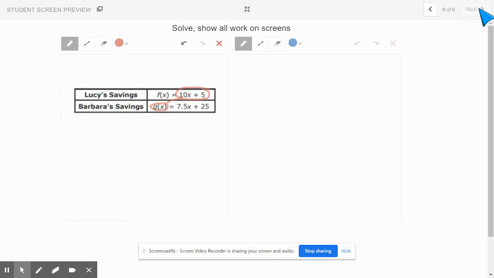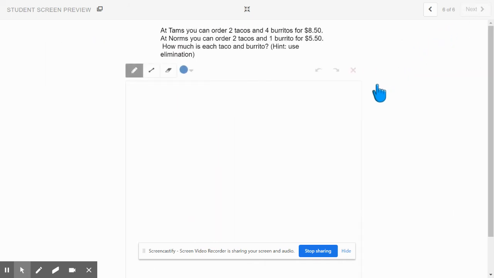This last question, take a look. This is what we've been doing this week with elimination. This is an elimination word problem. So let's take a look at it. At Tam's, which I love Tam's, you can order 2 tacos and 4 burritos for $8.50. At Norm's, you can order 2 tacos and 1 burrito for $5.50. How much is each taco and burrito? Hint, use elimination. If you remember what elimination looks like, wasn't it like x plus y equals a number? Well, you can tell our variables are going to be different. This is what we're going to be doing next week, more word problems like this too.